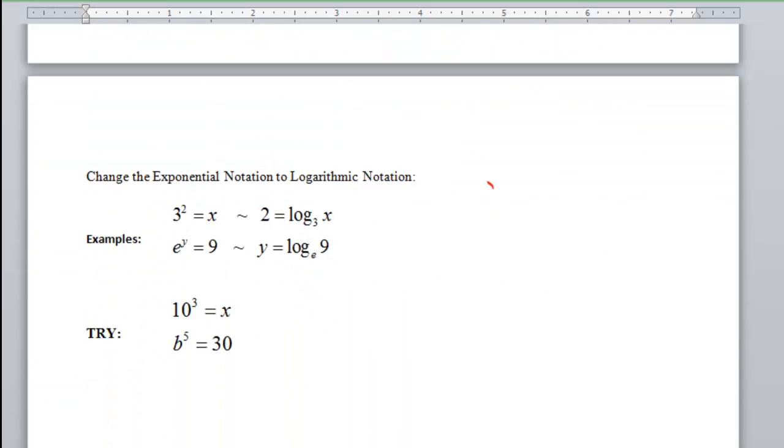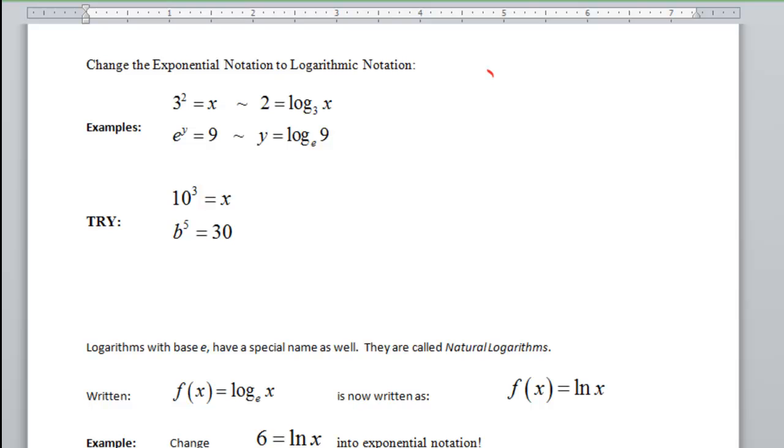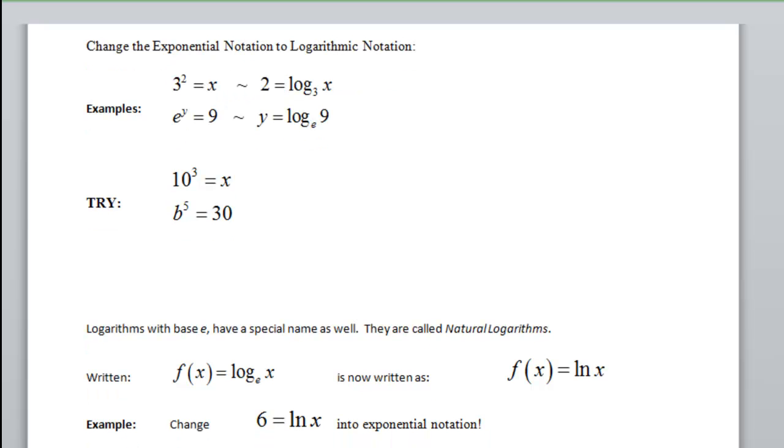However, there's some other stuff too. Let's change from exponential now to logarithmic notation. So here we have 3 squared equals x. That's exponential, and we want to go to log. This is a little bit harder, but remember the things we have. We have the base 3, the exponent 2, and then the answer x. So remember how this goes. It goes log base b of x, and you set that equal to y.